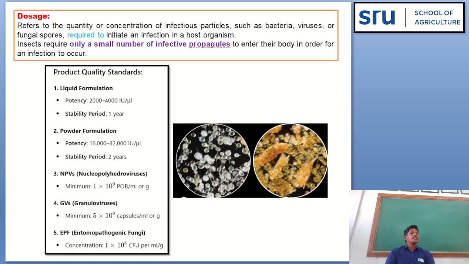Next, come to dosage. Dosage refers to the quantity or concentration of infectious particles required to initiate an infection in a host organism. See here the dosage of NPV. It requires 1 × 10^9 POBs per ml in order to cause infection in the insects. Here several examples are given for their dosages.